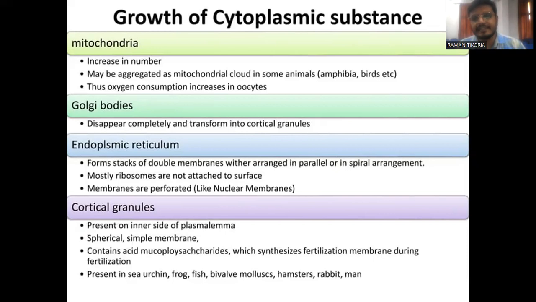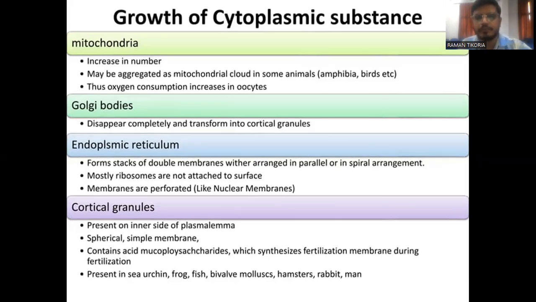The Golgi bodies disappear completely into the cortical granules. These cortical granules have the function of blocking polyspermy. We will discuss this in a later section. The endoplasmic reticulum forms stacks of double membrane arranged parallel or in a spiral arrangement. Mostly ribosomes are not attached to the surface. Membranes are perforated; pores are there.